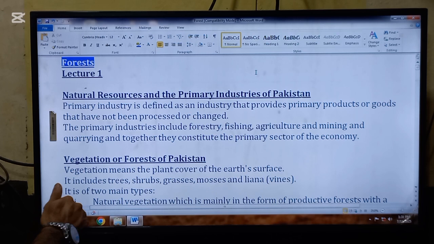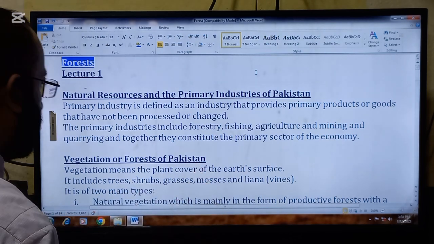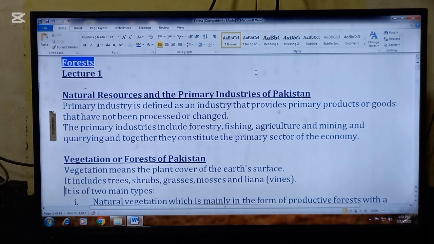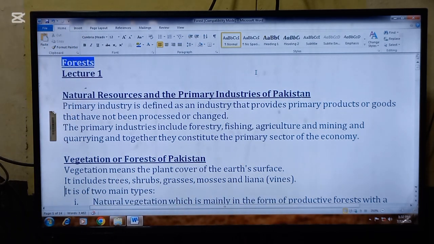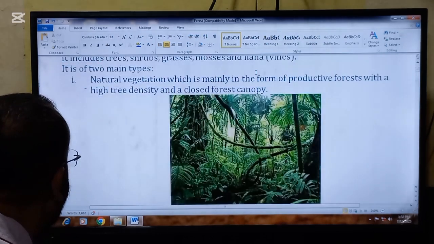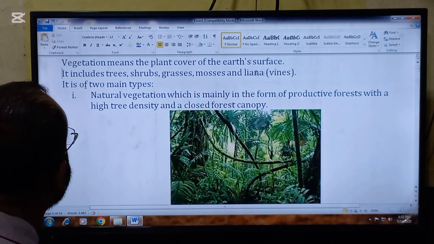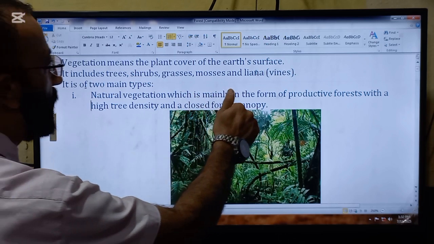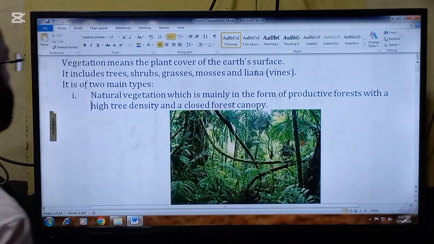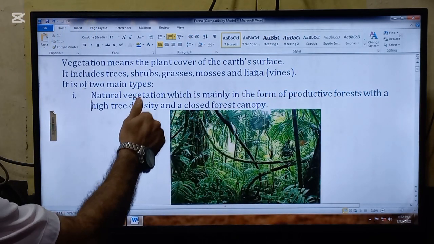The next thing is vegetation or the forest of Pakistan. First, the definition of the vegetation. Vegetation means the plant cover of the earth's surface. It includes trees, shrubs, grasses, mosses, and liana, vines. It is of 2 main types.